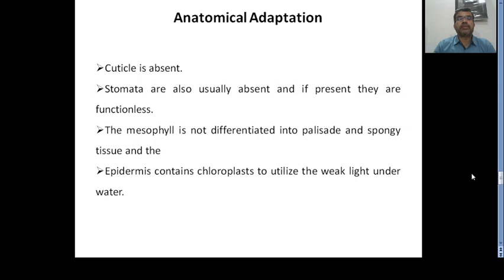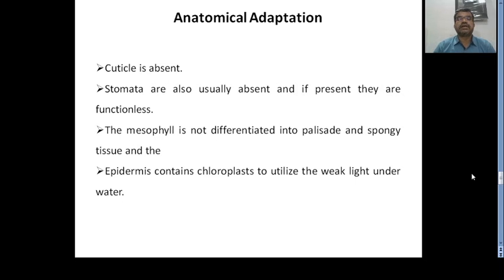Coming to anatomical adaptations, cuticle is absent. Stomata are also absent. If they are present, they are functionless. Mesophyll is not differentiated into palisade and spongy tissues, and the epidermis contains a number of chloroplasts to utilize weak light underwater. So this is how they are adapted anatomically and morphologically.